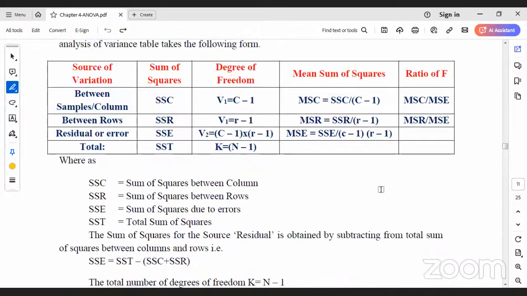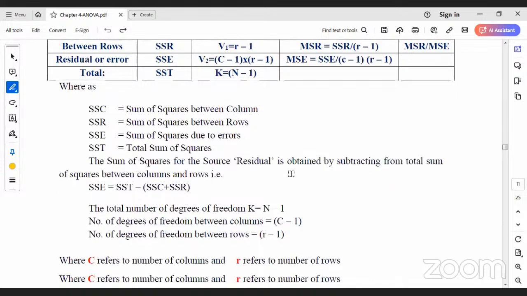So you observe carefully. See, V1 two times. V1 and V1 here. In the first case, V1 is equal to C minus 1. In the second case, V2 is equal to R minus 1.